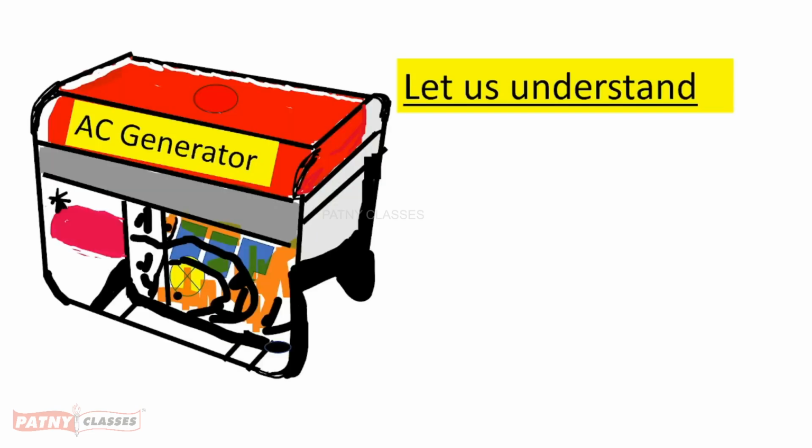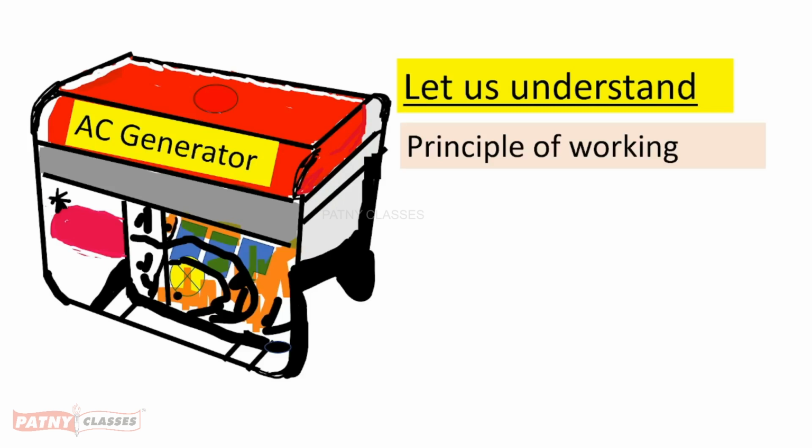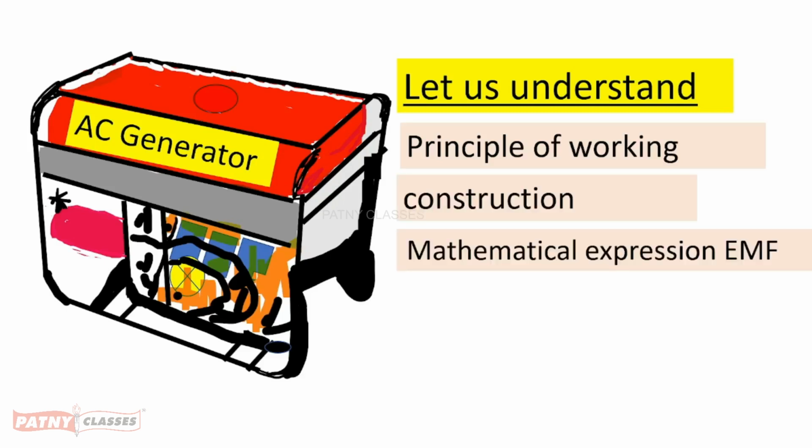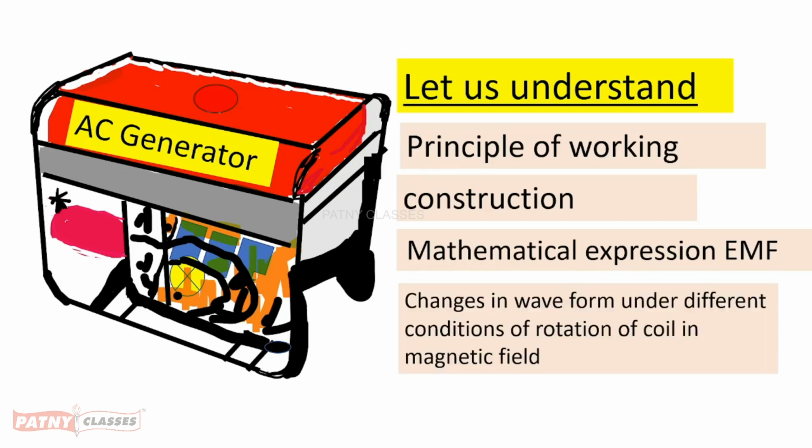In this video, let us understand the principle of working of an AC generator, construction, mathematical expression for EMF, and changes in waveform under different conditions of rotation of a coil in the presence of a magnetic field.